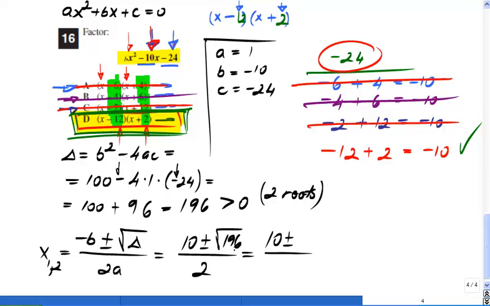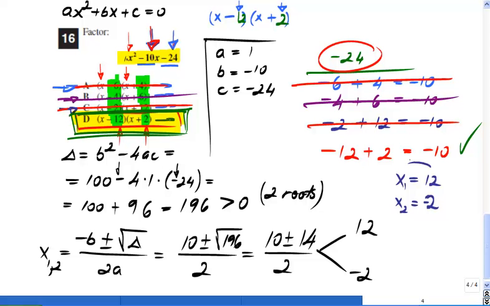And then you have 10 plus or minus the square root of 196. You guys remember what that is, right? That is 14, over 2. And you have your two roots: 10 plus 14, which is 24, divided by 2, that's going to be 12. And the other one is 10 minus 14, which is negative 4, divided by 2, negative 2. Okay? Now be careful, do not rush, because all you have to do is say, hey, one x equals 12, the other x equals negative 2.